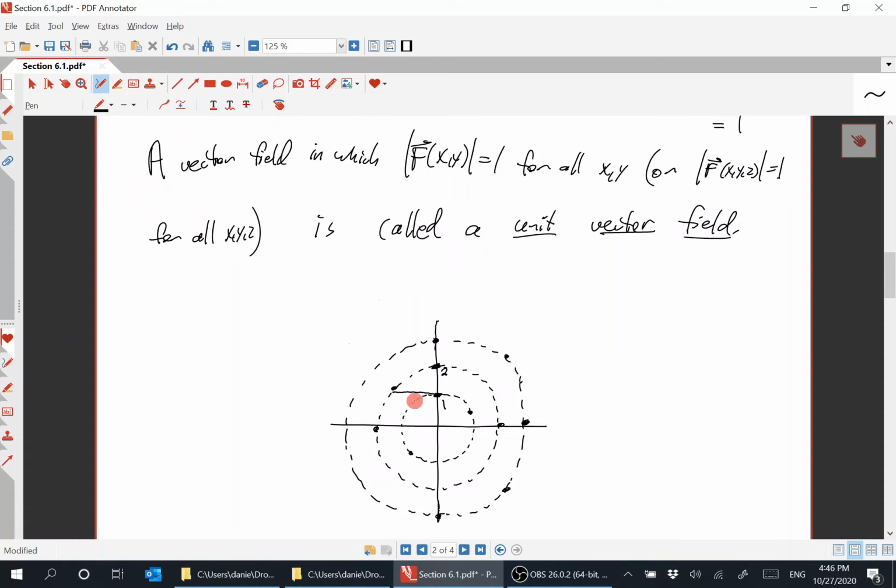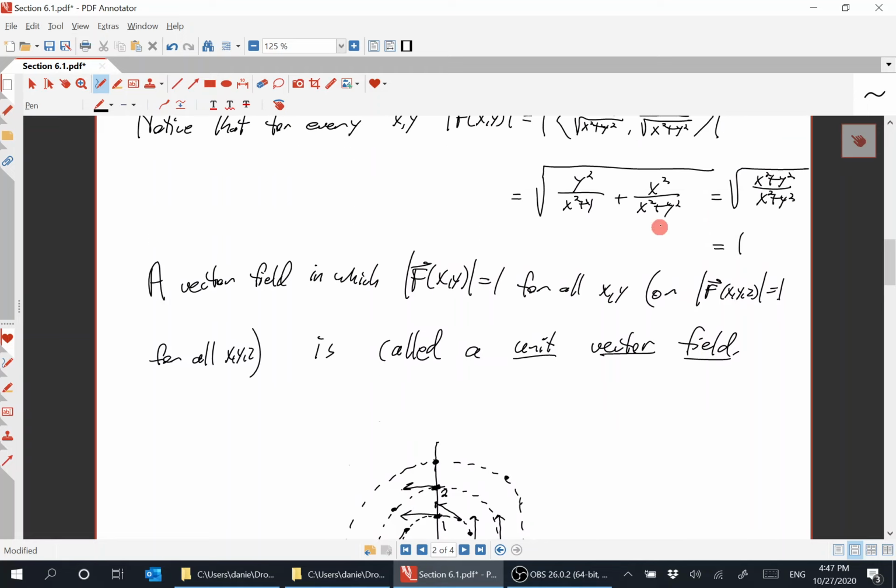So length 1, length 1, length 1, length 1, 1, 1, and then these are still length 1. They point in the same direction as with the previous vector field, but they're all divided by their own length.